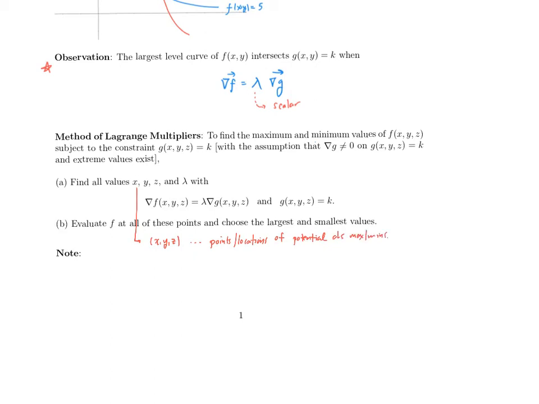And we find those to be the points that satisfy where the gradient of f is lambda times the gradient of g, along with the constraint equation being satisfied. Once we can find this list of points, we evaluate f at each and every one of the points. That gives us a list of values. The largest would correspond to the absolute maximum. The smallest would correspond to the absolute minimum.